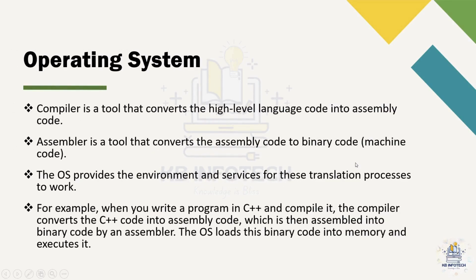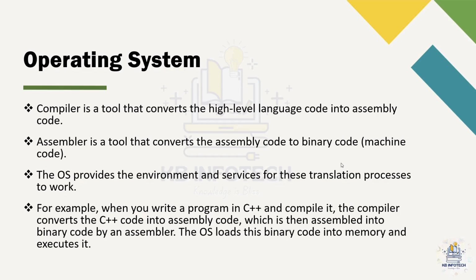So let me explain the complete process of how the high level language is converted to the language that machine can understand. The software code written in high level language is converted to low level language called assembly language by the compiler. So the compiler is a tool that converts the high level language code into assembly code. Assembly code is a language that CPU can understand. Then assembly code is converted to binary code or machine code by an assembler. So assembler is a tool that converts the assembly code to binary code, means the machine code.